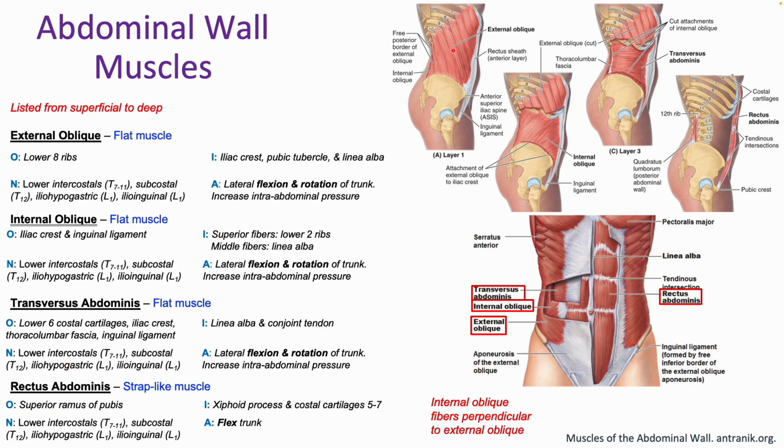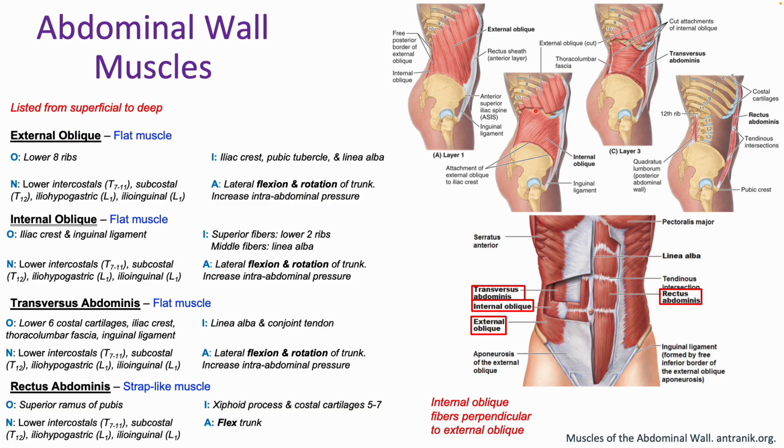Our action is going to be the same for the flat muscles, and then the strap-like one will have a different one. So all of the flat muscles are going to work on lateral flexion and rotation of our trunk. That's the main function, but what they're also going to do is increase intra-abdominal pressure, and that's going to be really important for defecation and urination and things like that. So that's our external oblique.